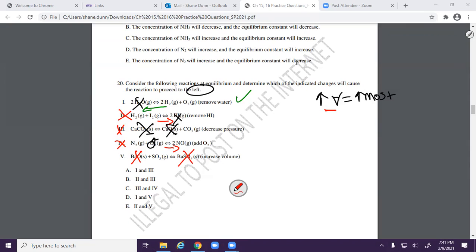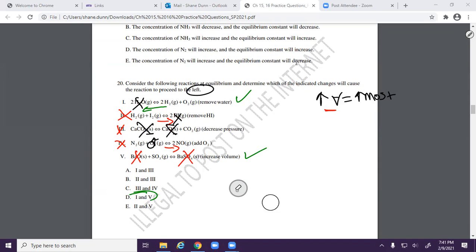Where is the most amount of moles of gas? On the reactant side, right? So an increase in volume is a good thing. Ding, ding, ding. It's 1 in 5. Again, it's D. Making sense, people?